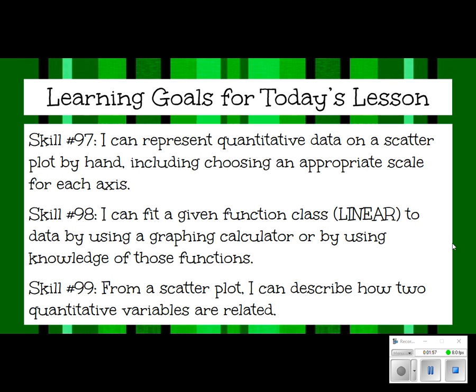In our skills, I can represent quantitative data on a scatter plot by hand. We usually do this in class and we work on graphing them by hand. We're not going to do that so much here. We may skip those parts, including choosing an appropriate scale for each axis, which is something that we have been practicing. Skill 98, I can fit a given function class, which we're going to focus on linear today, to data by using a graphing calculator or by using knowledge of those functions. And then from a scatter plot, I can describe how two quantitative variables are related.